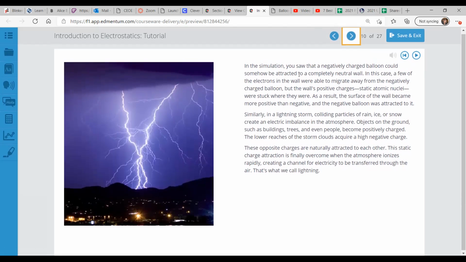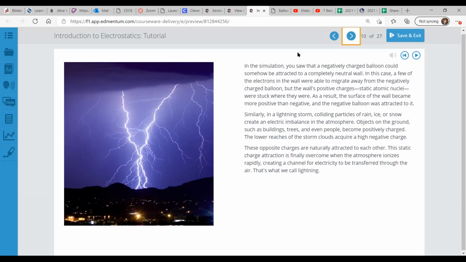In that simulation, you saw that a negatively charged balloon could somehow be attracted to a completely neutral wall. In this case, a few of the electrons in the wall were able to migrate away from the negatively charged balloon, but the wall's positive charges, static atomic nuclei, were stuck where they were. As a result, the surface of the wall became more positive than negative, and the negative balloon was attracted to it.